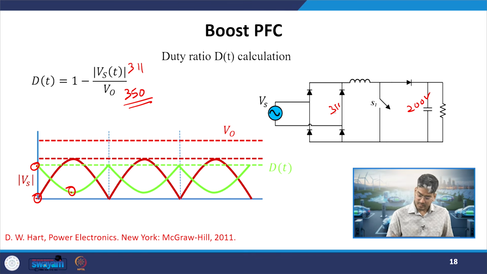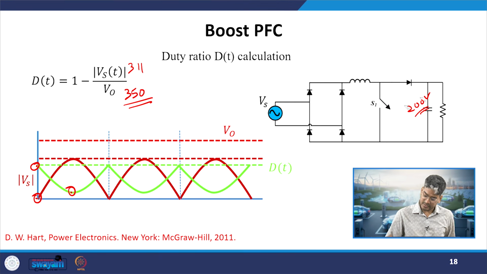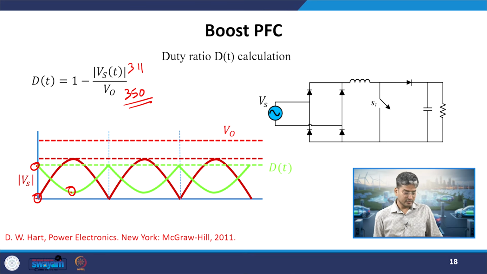Why? During the peak values, it will charge. When I disconnect it during this time, if this is 311 and this is 200, your inductor will again experience a positive voltage, and it will never get discharged. So, to ensure that this inductor gets discharged when the switch is off, the output voltage should be higher. So, we always have a boost converter in between.